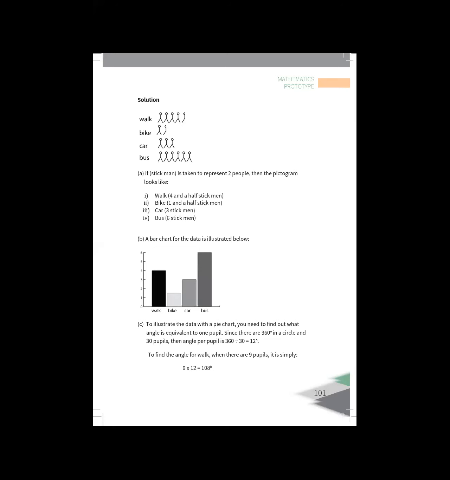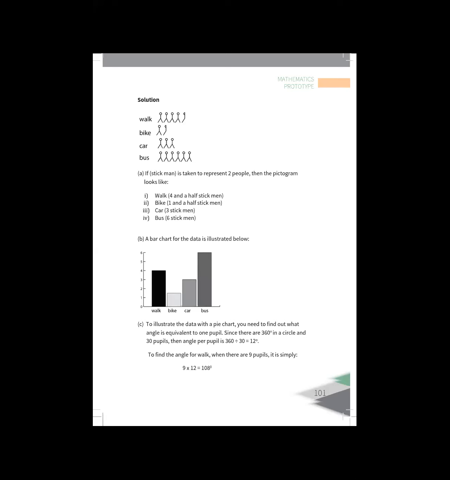We start representing the data by going on the horizontal axis and naming, maybe walking, and we put a bar to represent walking, which in this case ends somewhere in between 4 and 5, because 1 centimeter is supposed to represent 2 people. So 9 people is represented by 4.5.